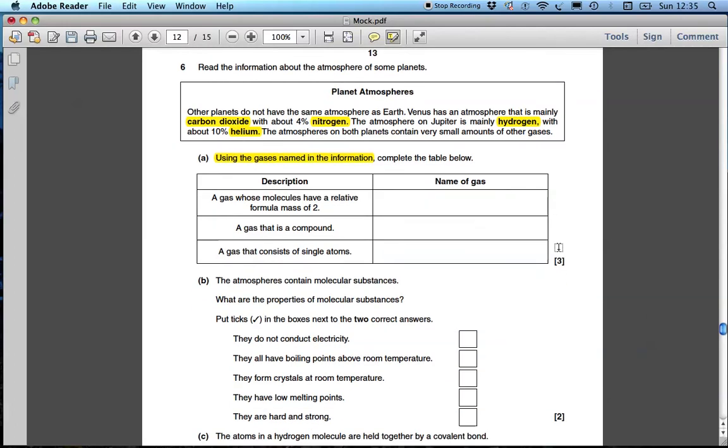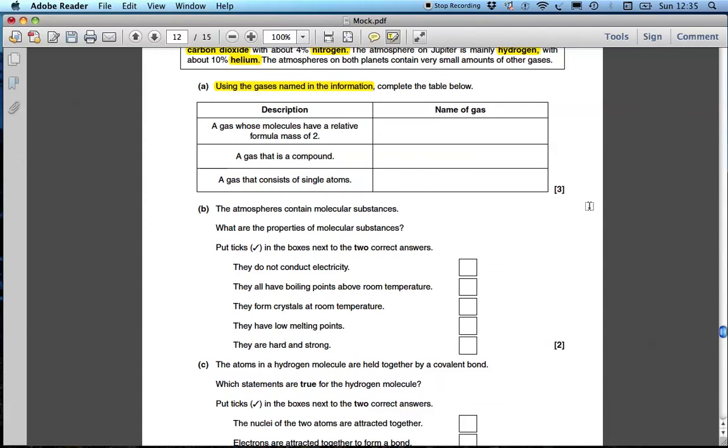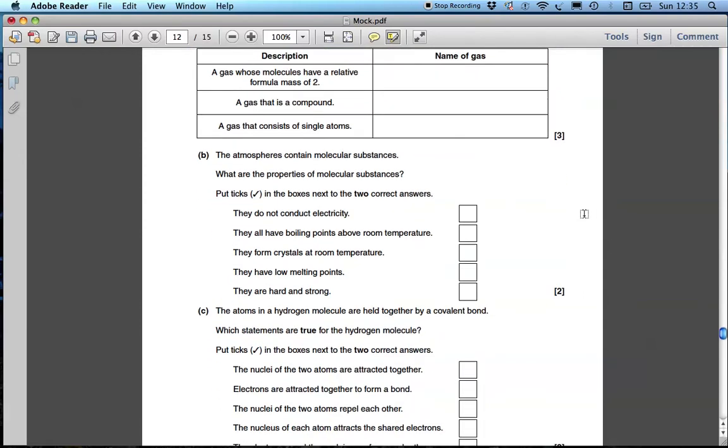The atmosphere contains molecular substances. Which 2 properties are correct? 1, they do not conduct electricity. Okay, molecular substances do not conduct electricity because they have no ions that can move and they have no free electrons. The other one is that they have low melting points. Okay, they do not form crystals at room temperature, because they're a gas at room temperature. They all have boiling points above room temperature is incorrect.